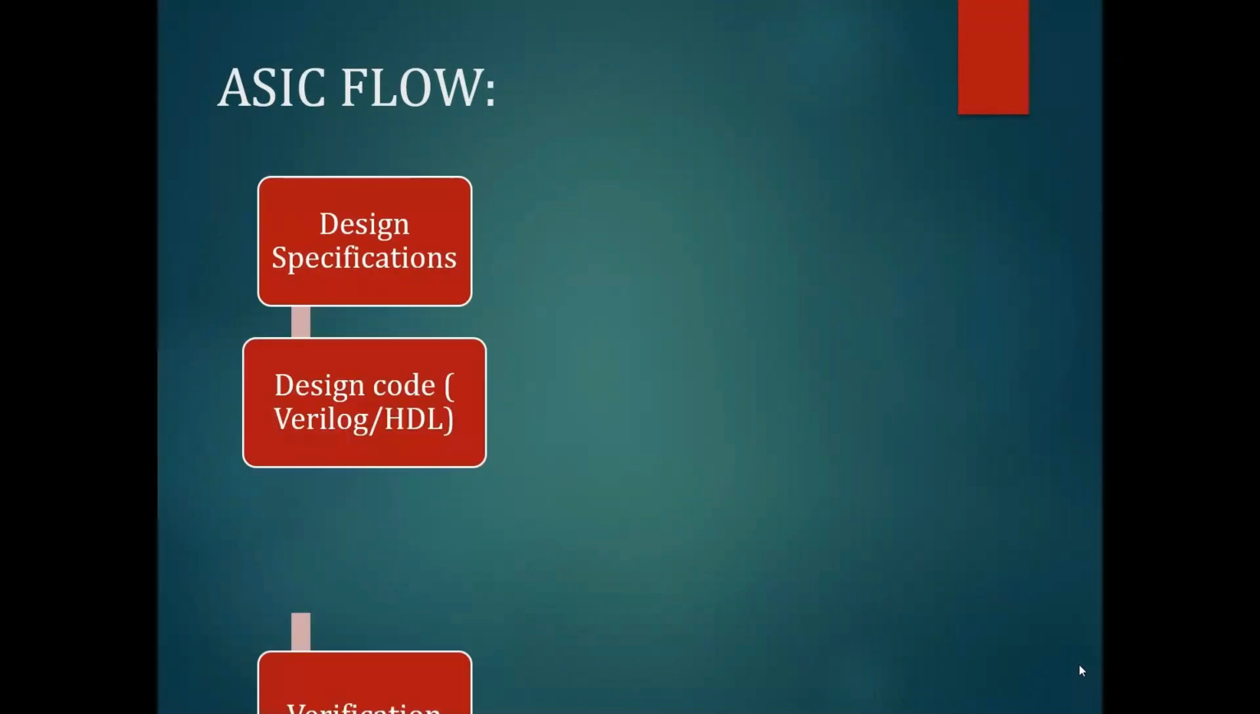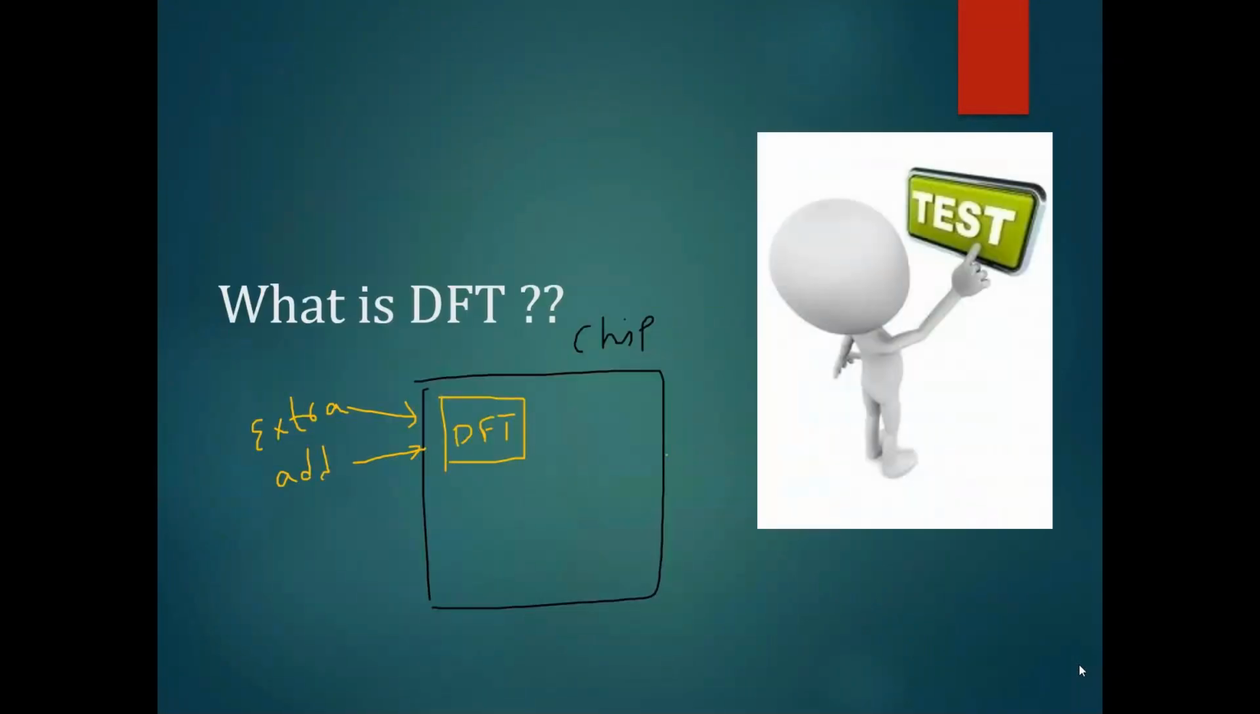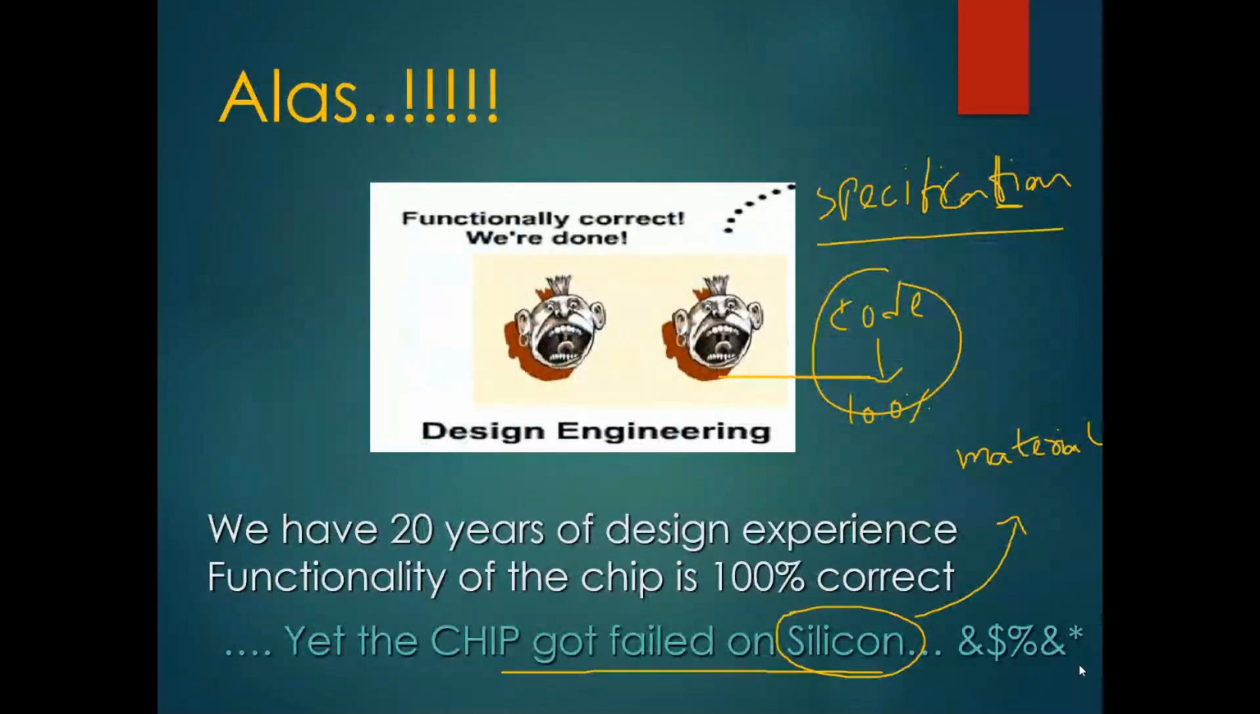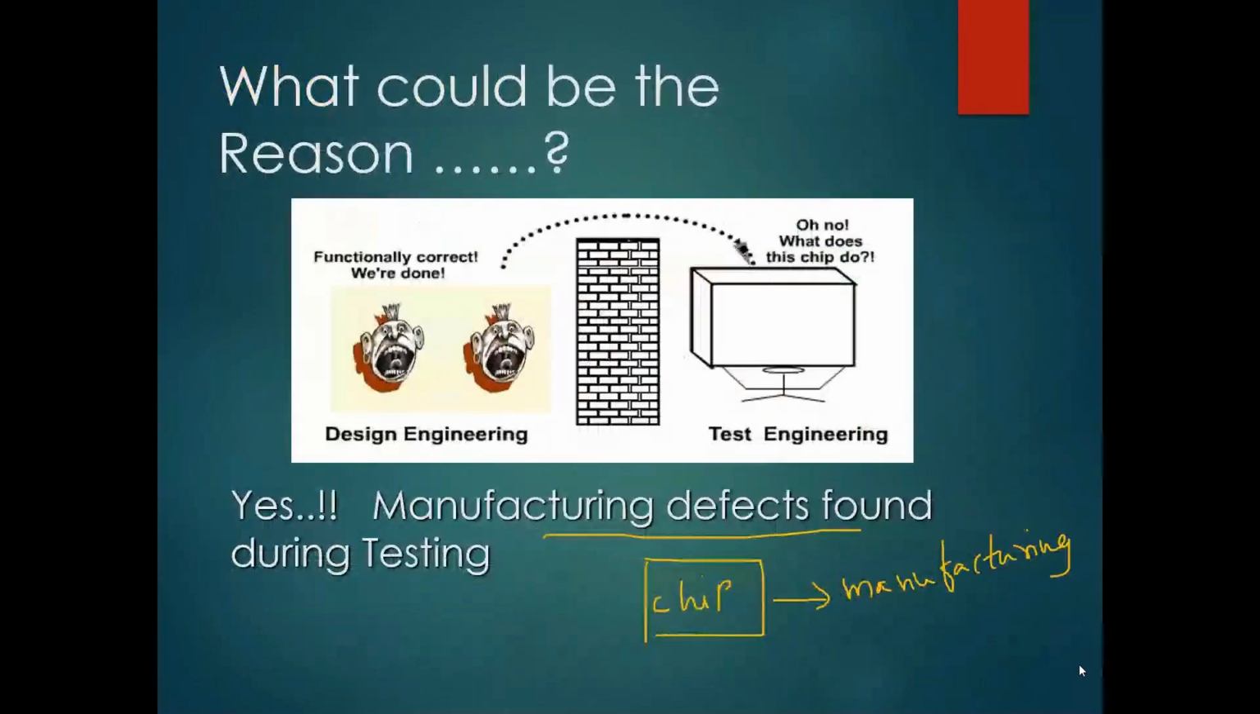So after this ASIC flow, I have written here that we have 20 years of design experience. I mean, the designer is trying to tell that they have written the code 100% properly as per the specification, but still the chip is failing. So they do not know why it is failing, because there can be a manufacturing defect that is found during testing. So during testing, imagine a manufacturing defect is found.